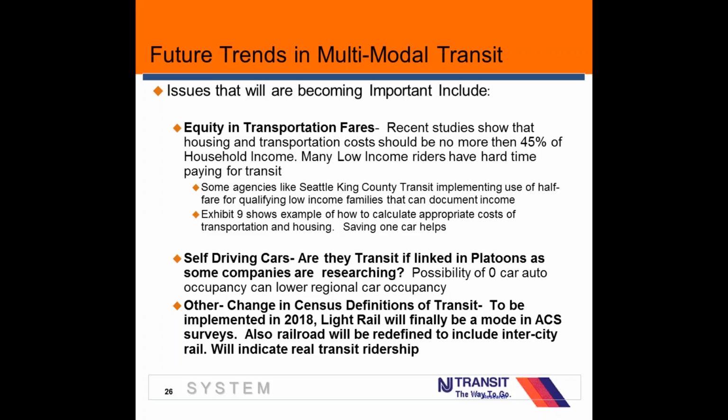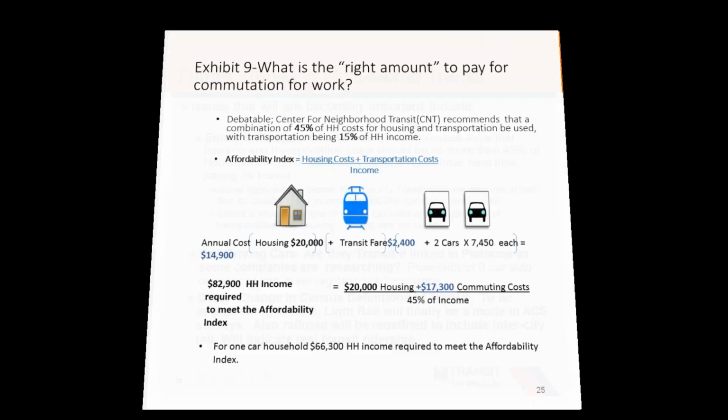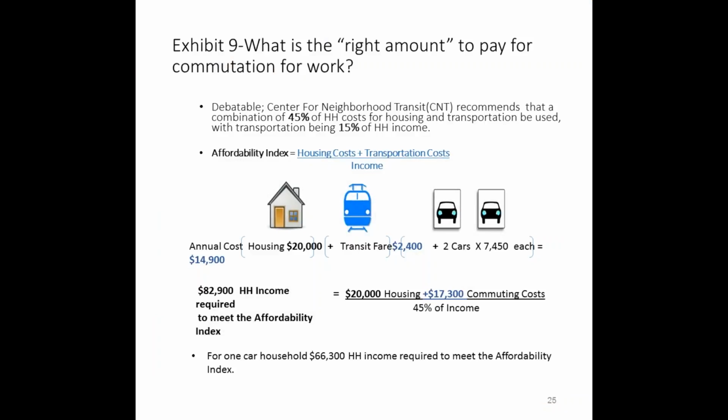Exhibit 9 shows an example of how to calculate the appropriate cost of transportation and housing. What is the right amount to pay for commutation? The Center for Neighborhood Technology, CNT, has developed this methodology, which recommends that a combination of 45% of household costs be for housing and transportation, with transportation being 15% of that. They've done an affordability index, and I've just given an example where the housing costs maybe are $20,000 a year.